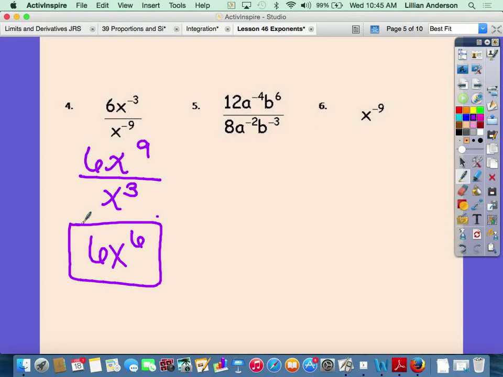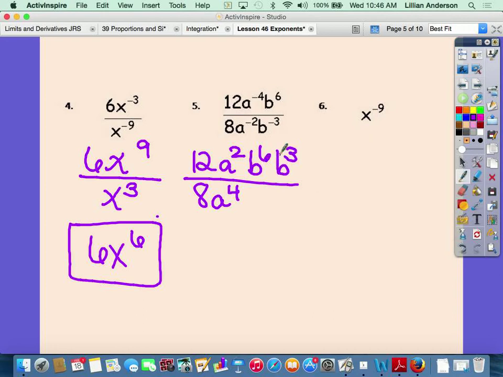Now over here, I have a whole bunch of negative exponents, so I'm going to make all of them positive first. So the 12 stays where it is. The 8 stays where it is because they don't have a negative exponent. Okay, so they stay where they are. But this a to the negative 2 is going to go to the top, and this a to the negative 4 is going to go to the bottom. And remember, once I change this position, the exponent becomes positive. This b to the 6th is positive, so it stays at the top, but this b to the negative 3 goes to the top.